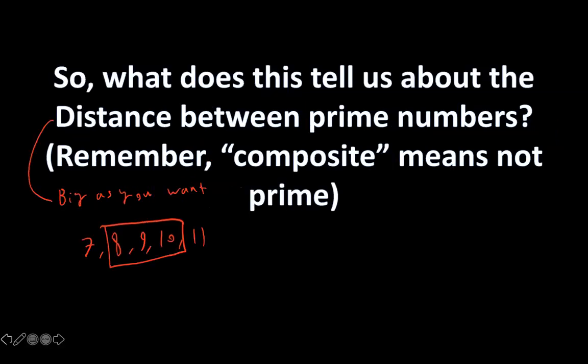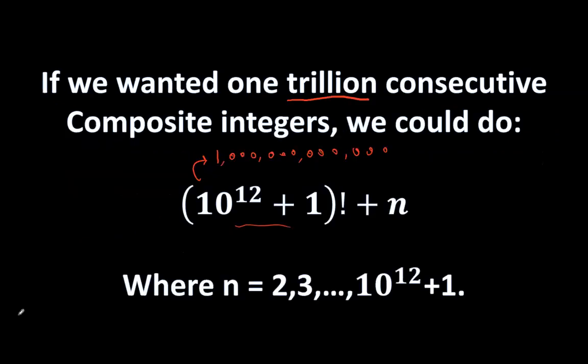But we already know that we can make a sequence of non-prime integers as long as we want. So in other words, given any two, you can always find two primes as far apart as you want. So that's something that follows from what we did before.